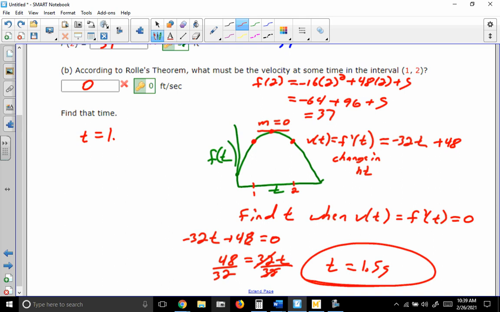T equals 1.5 seconds. So that's guaranteed by Rolle's theorem. Since we are at the same height on both edges, then somewhere in between there, we had to start coming back down. And at that moment when we turned around, we have a horizontal tangent line, which in this case represents velocity.